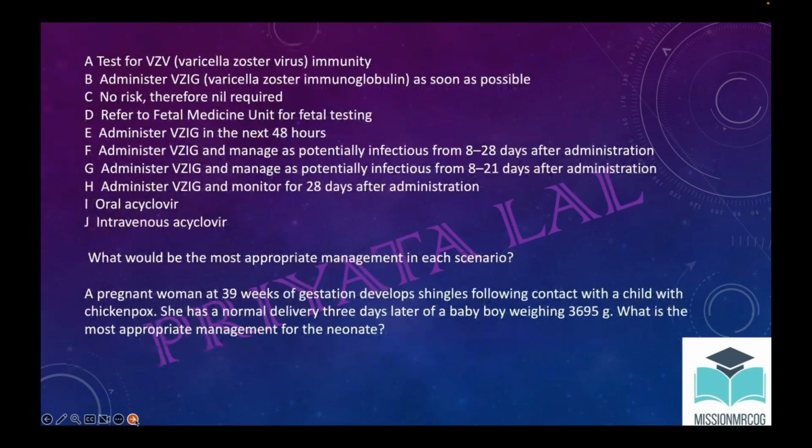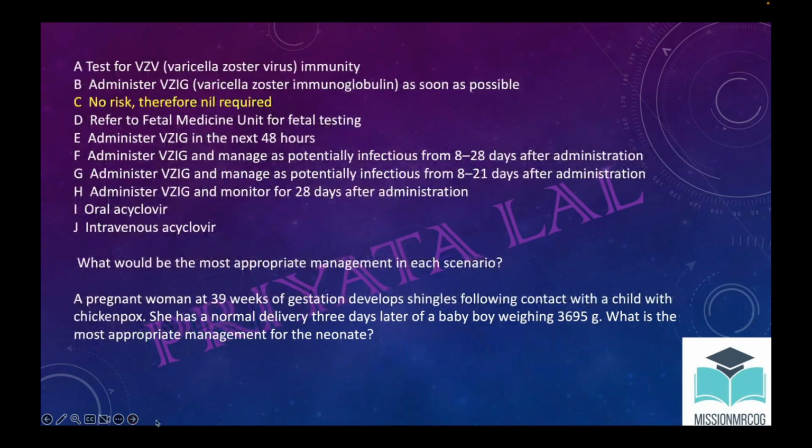A patient at 39 weeks developed shingles from a child with chickenpox. She has a vaginal birth 3 days back with a baby boy born. What will be the management for the baby? No risk. Very nice. Because shingles means a secondary infection, the baby would get protective antibodies from the mother, so nothing is required. Just reassure.